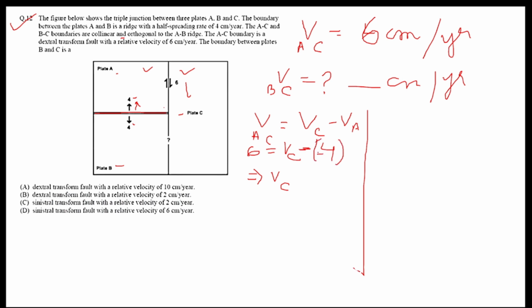So minus plus 6 minus 4 is what, if it goes that side? Minus plus 2 centimeter, 2 centimeter per year. VC is 2 centimeter per year. Now we've got the value of VC. Now let us find the relative velocity between B and C.